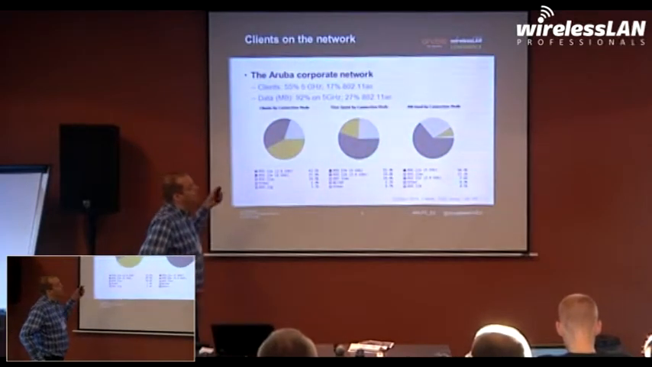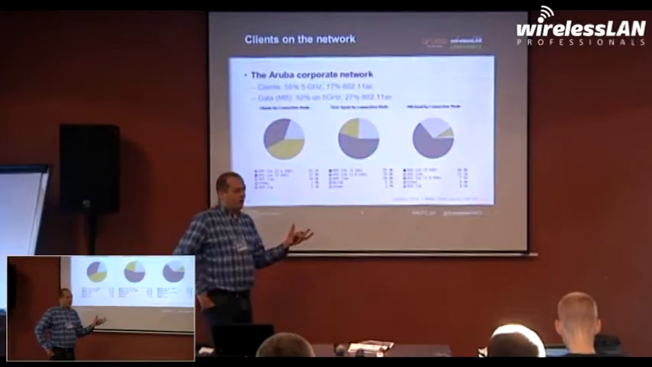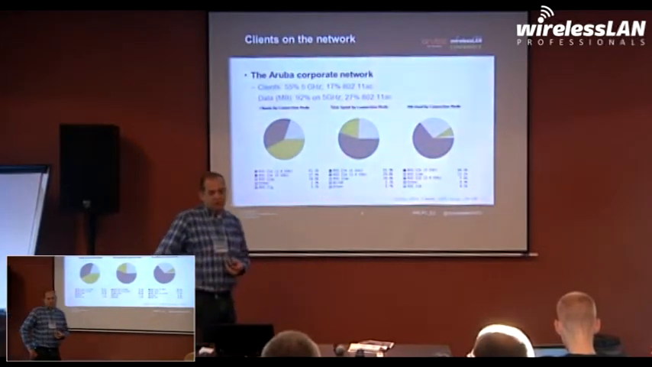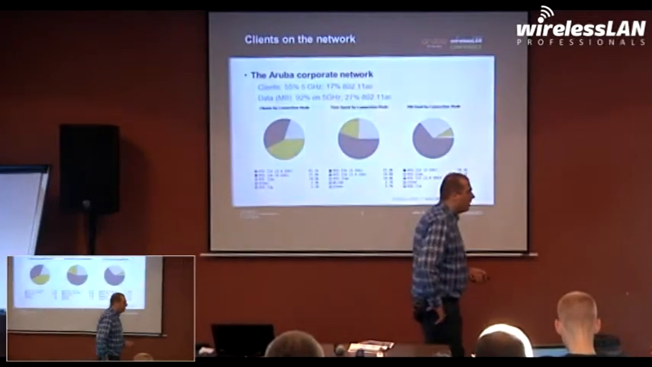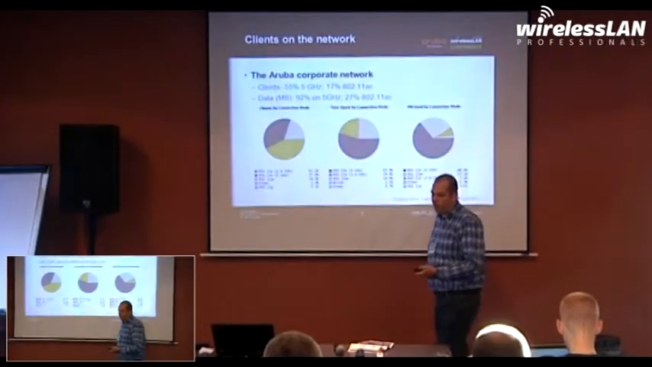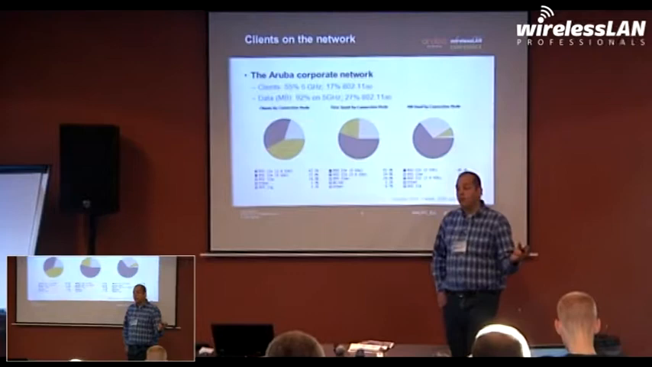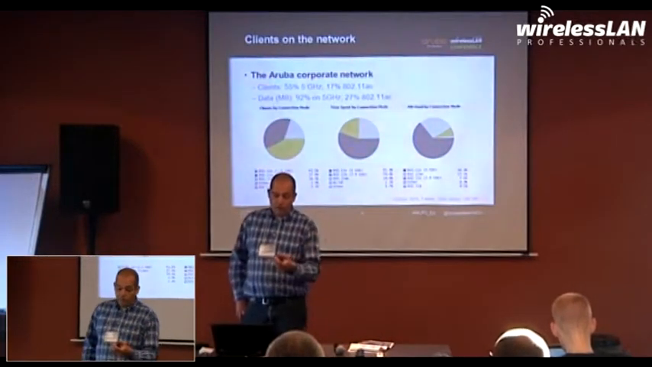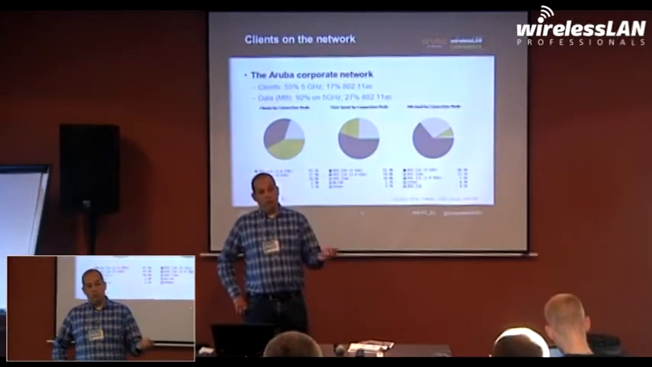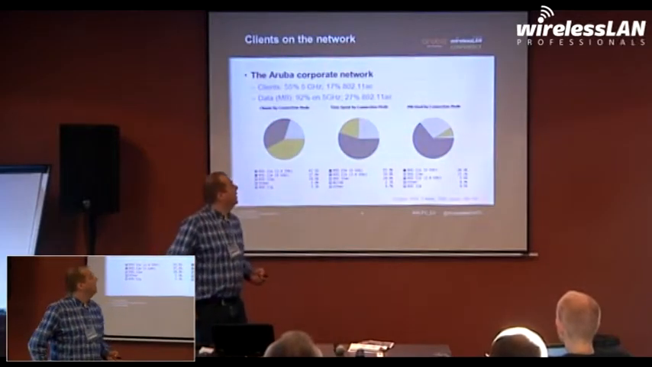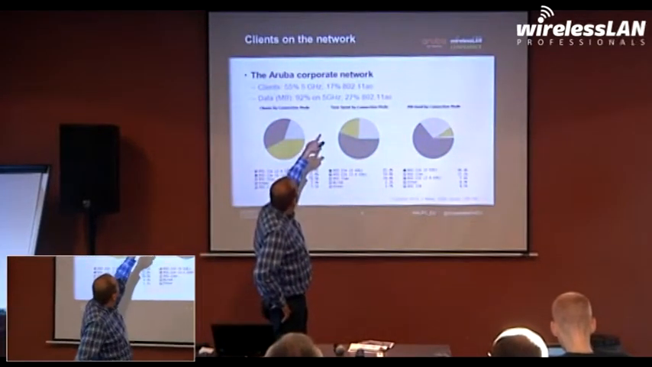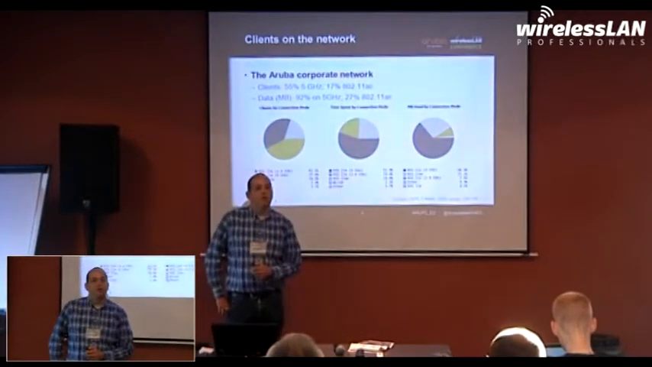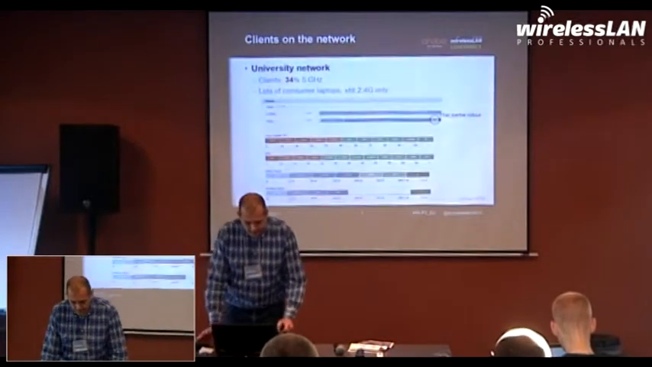But we also see on our network that we've shifted from a 2.4 gigahertz network to a 5 gigahertz network. The clients are 55% already on 5 gigahertz, and already 17% of all clients are .11ac, the new gigabit WLAN standard. If we look not at client count but at the data, more than 90% of all data is transmitted over 5 gigahertz. One of the things we'll see is that we need to move as many clients to 5 gigahertz as possible. And for AC, while it's only 17% of clients, 27% of the data is moved by those AC clients.